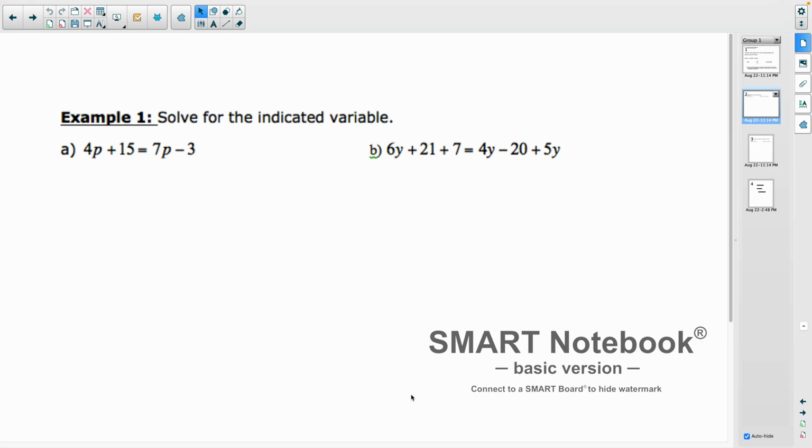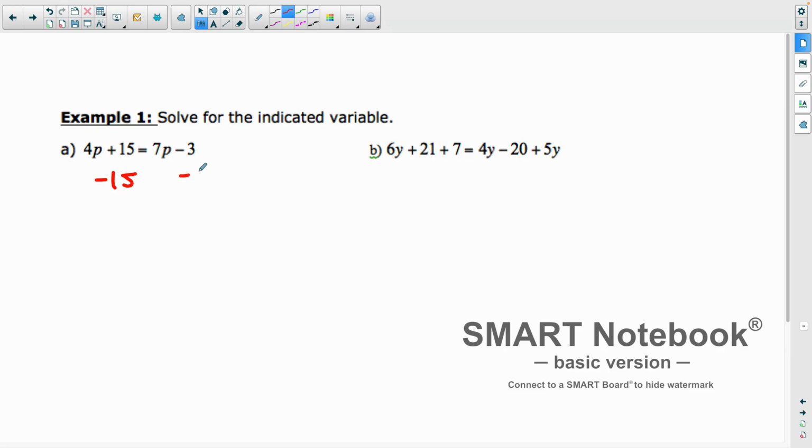All right, so I asked you to do these problems right here kind of as warm-up. And so, what is the first thing that you did on this one right here? Somebody walk me through it. What did you do first? Subtracted 15. Okay, 15. So subtract 15, subtract 15.